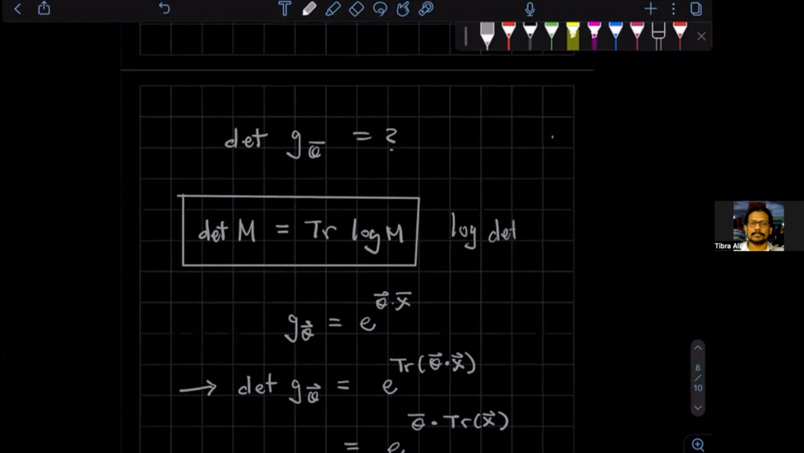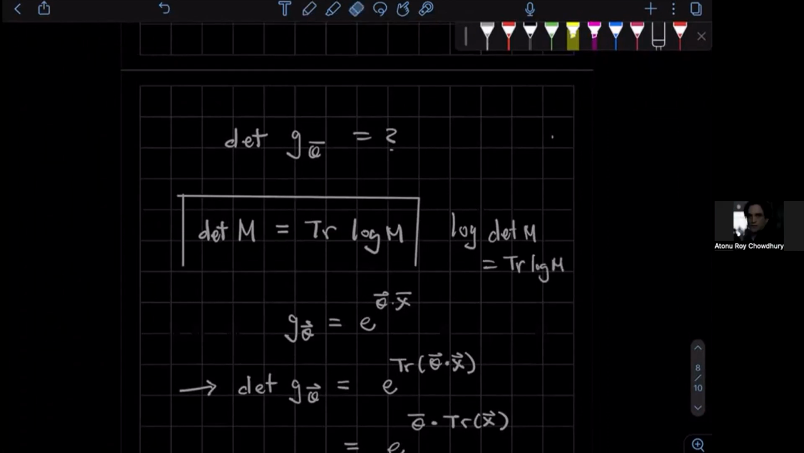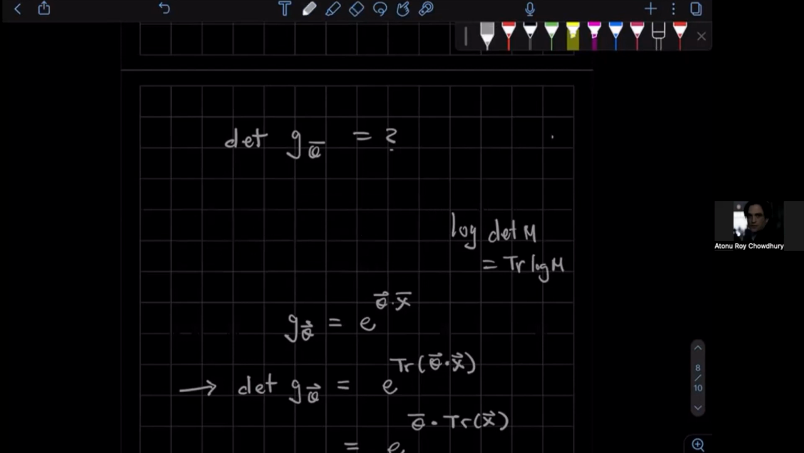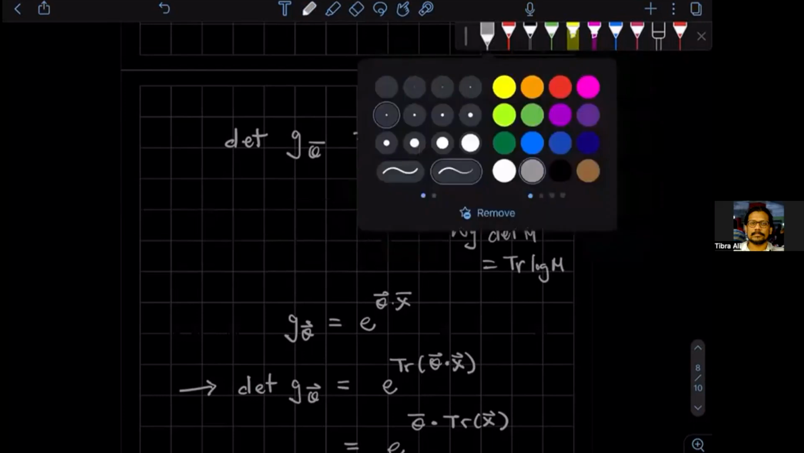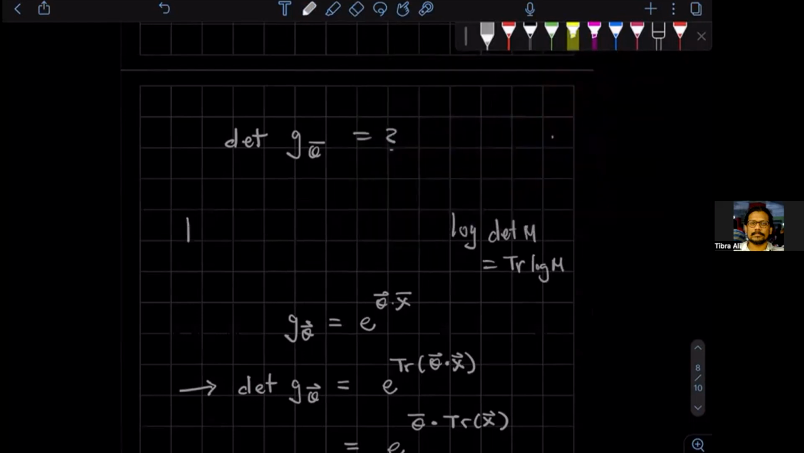Okay, let's see. Log of determinant of m is trace of log of m. Yes, you're right. Yeah. Sorry. Thank you very much. Yeah, this is not correct. As I said, I forget it myself, and then I have to look it up. And I know how to use it, but I don't remember it.